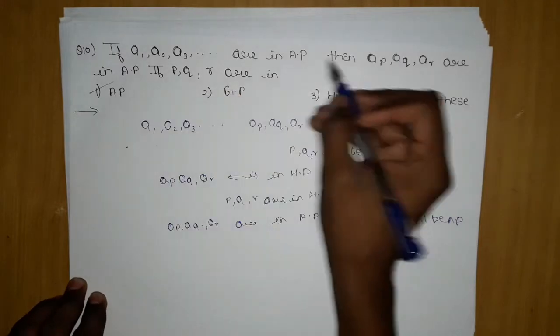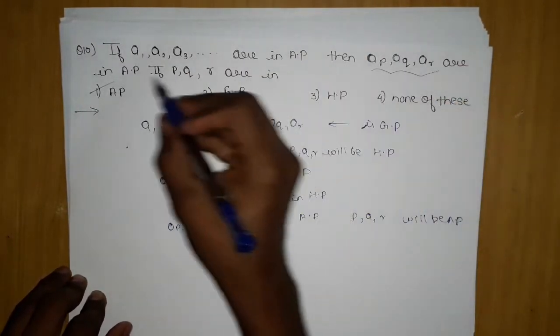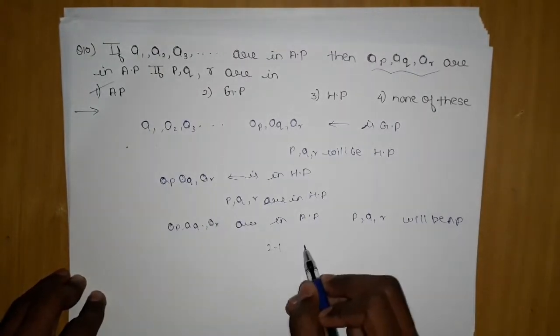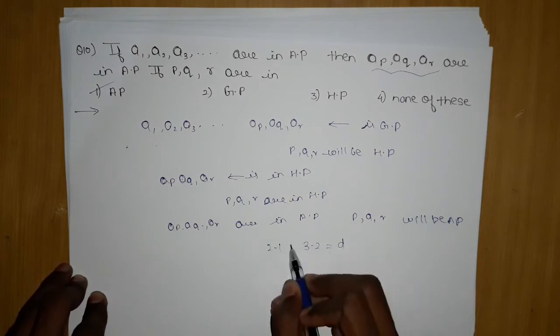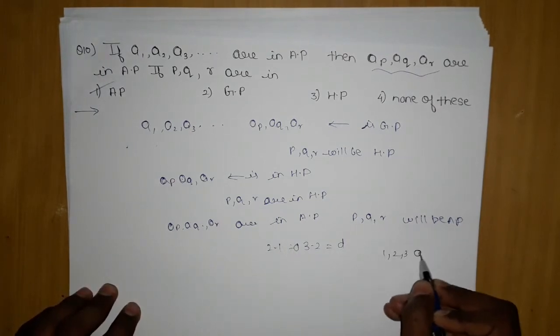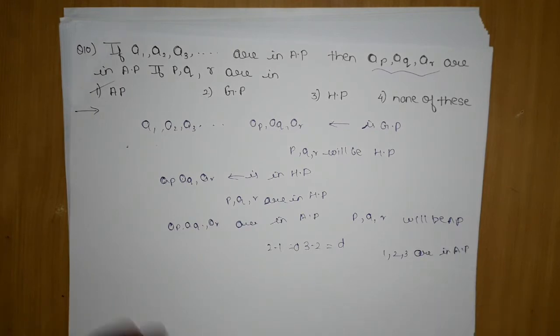There is nothing more, because it is in AP, and at some point these terms are appearing, then p, q, r will also be in AP. If I say that this is AP, then 2 minus 1, 3 minus 2, you get the same d. One thing I suggest to you is that 1, 2, 3 are in AP. So this is the basic concept. Okay, now let's move on to the next question.